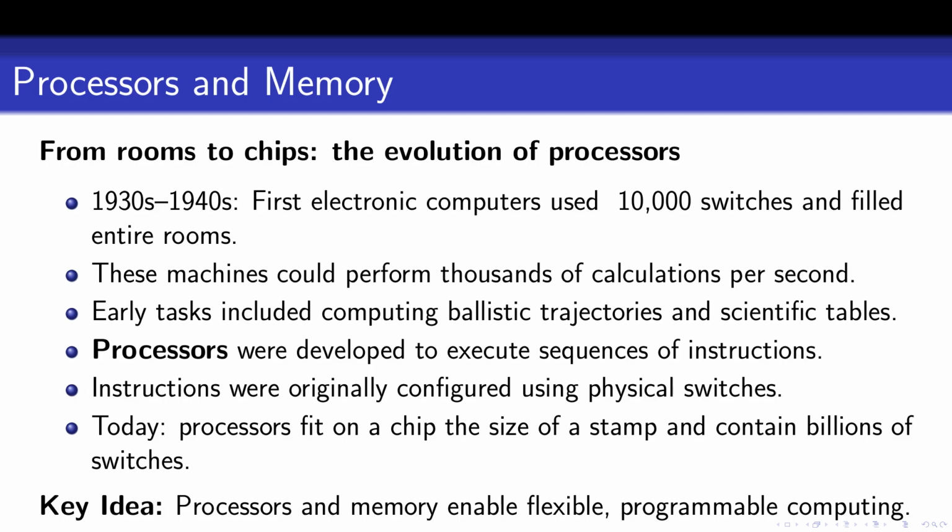But soon, engineers realized they could build more flexible machines by allowing them to execute different instructions. This led to the creation of processors, circuits that could follow a sequence of commands stored in memory. Originally, those instructions were configured using physical switches, a very manual process. Today, though, processors are tiny. They fit on a chip the size of a postage stamp, and instead of thousands of switches, they contain billions. These chips can process data at incredible speeds, enabling the powerful computers we now carry in our pockets.